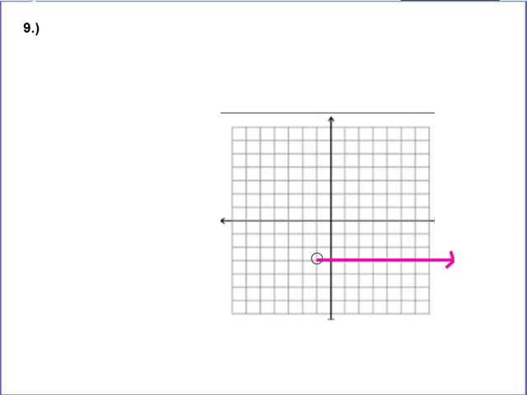The last two examples, we're going to talk about domain and range of a graph that does not look continuous. And we're going to talk about what the open circle versus a closed circle means. So if we're looking at the domain, remember we read the graph left to right.